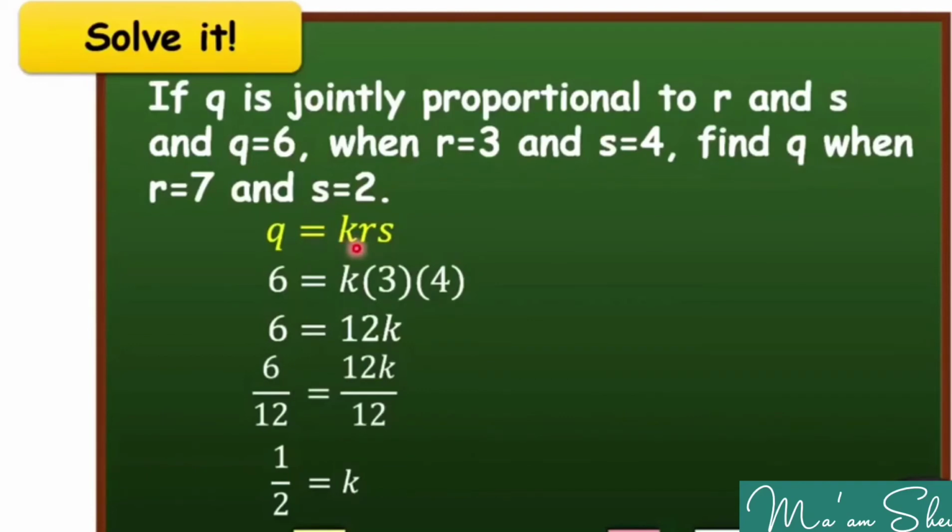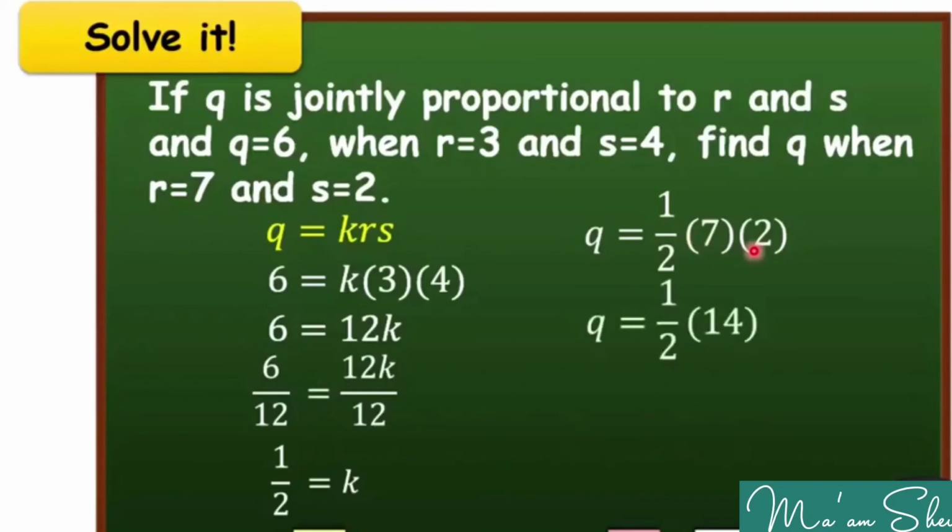Find Q when R is 7 and S is equal to 2 gamit yung constant na nakuha natin. So that will be Q is equal to KRS. Ang K natin is equal to 1/2 kasi yun ang constant natin. Times R is equal to 7 dahil yun ang given doon sa ating hinahanap. And S is equal to 2. Ano daw kaya ang value ng Q kapag ang R ay 7, ang S ay 2 at ang constant ay 1/2? So, simplify natin. 7 times 2 is equal to 14. So, 14 times 1/2 is equal to what?